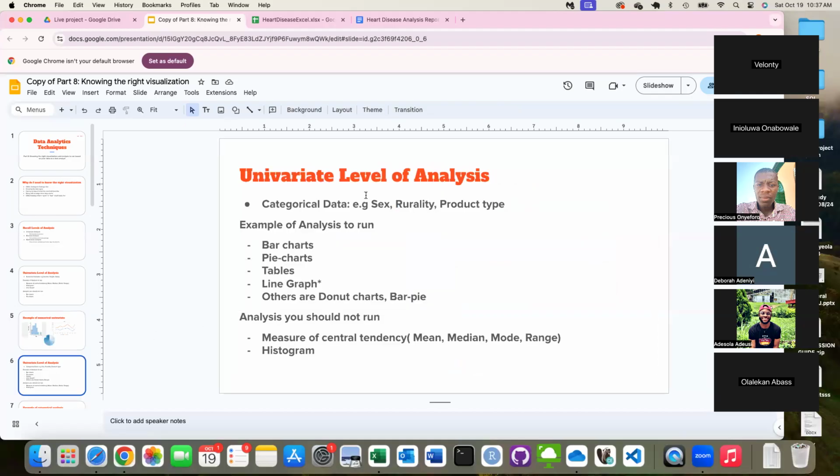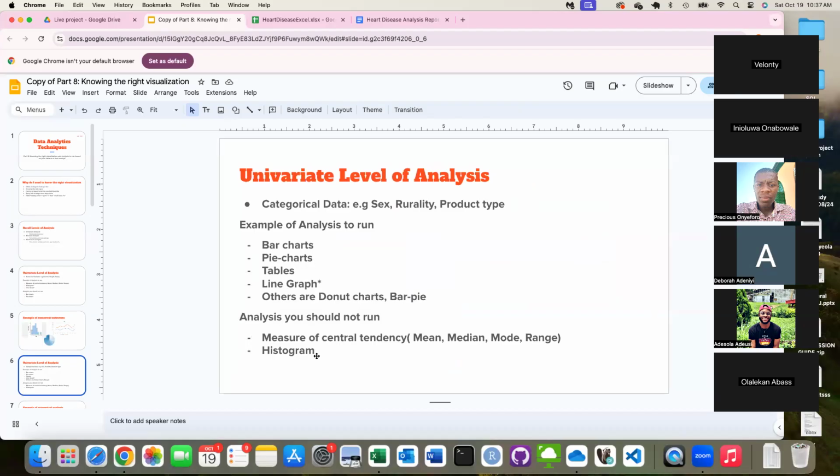So for univariate, you also have categorical data. We have sex, rurality, product type. So you do a bar chart, pie chart, tables, line graph. Others are donut chart, bar, pie.